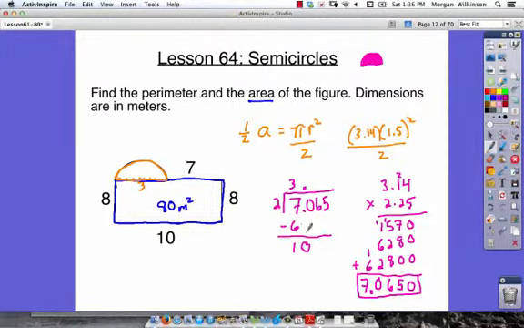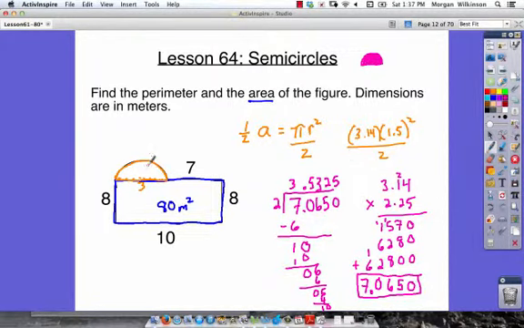We bring down our 0, we have 10, and 2 goes into 10 5 times. We have nothing left over, so we bring down our 6. 2 goes into 6 3 times. We have 6 with nothing left over, and we bring down our 5. 2 goes into 5 2 times. We get 4 with 1 left over. Add another 0, just enough room here, because 2 goes into 10 5 times.